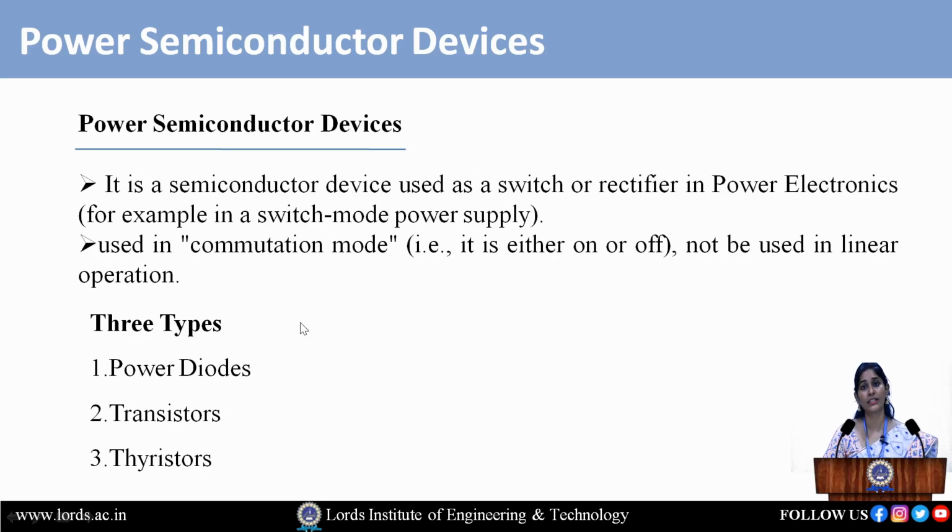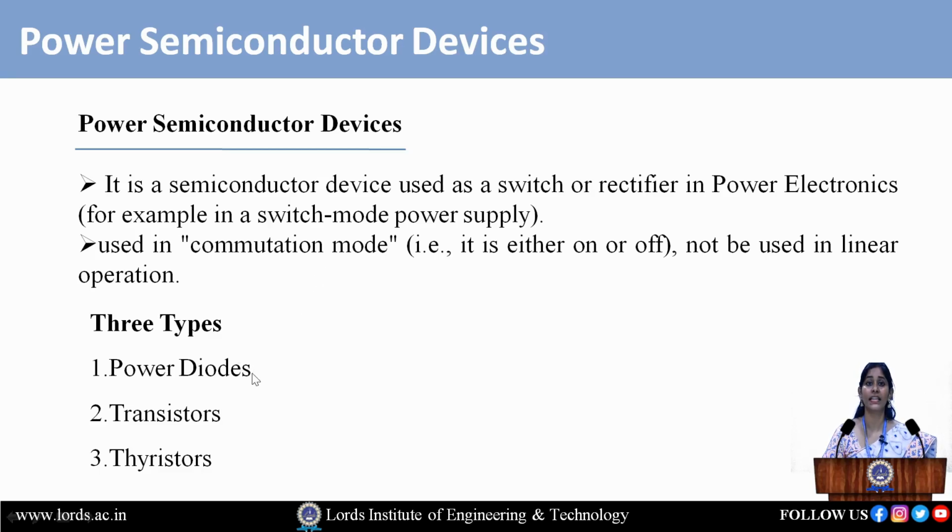In an electronic circuit, the semiconductor devices are used in the active region, that is, linear mode, for the amplification process. But in the case of a power electronic circuit, those semiconductor devices are operated in saturation mode and commutation mode. It's like on and off control only. One thing you should remember: the semiconductor devices used in a power electronic circuit are operated as a switch only, not for amplification.